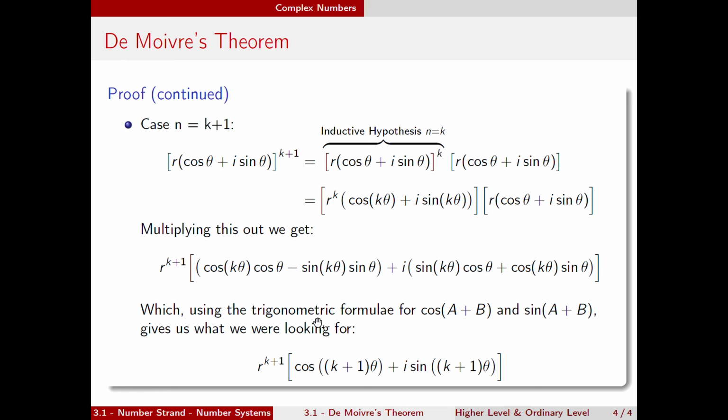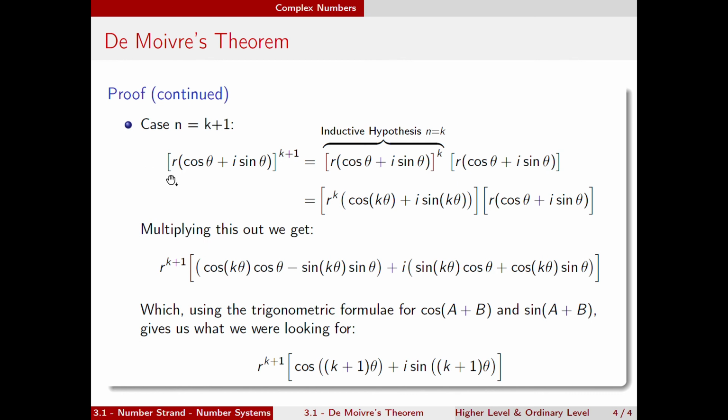Now, if we use our trigonometric formulas for cosine of a plus b and sine of a plus b, we will get what we are looking for, which is r to the k plus 1 times the real part, which can be simplified using our formula to cosine of k plus 1 times theta, plus i times the imaginary part, which is simplified again using the trigonometric formula to sine of k plus 1 times theta.